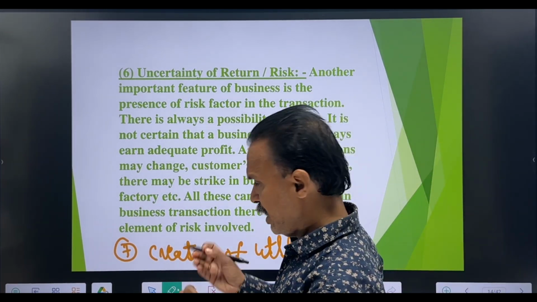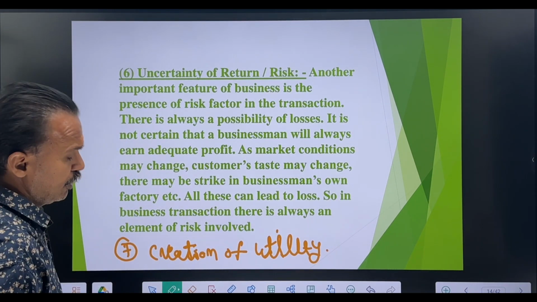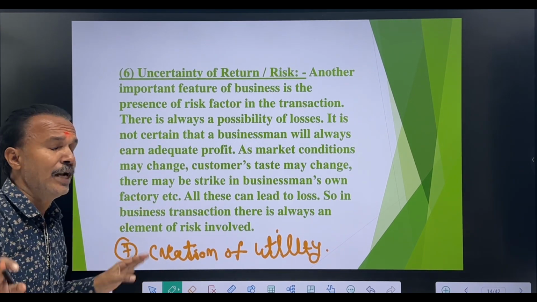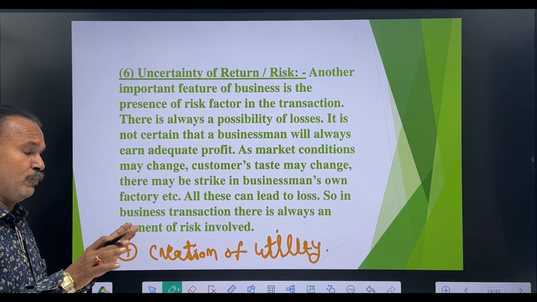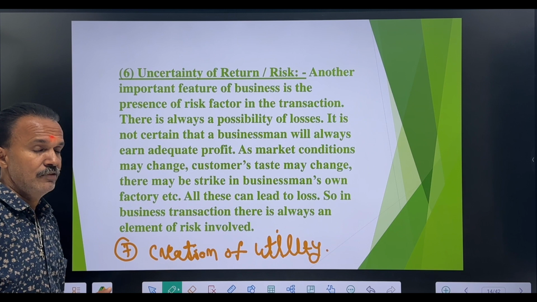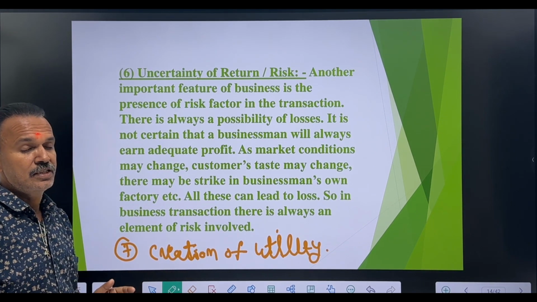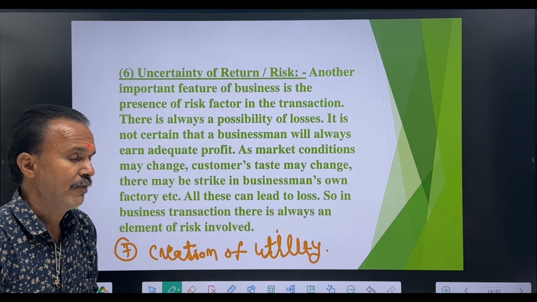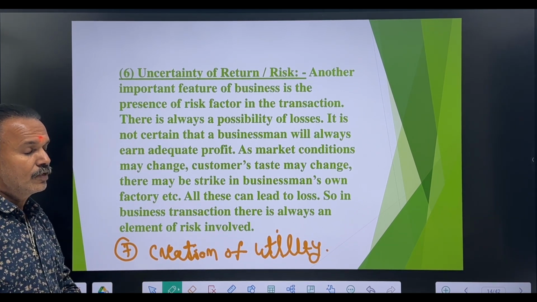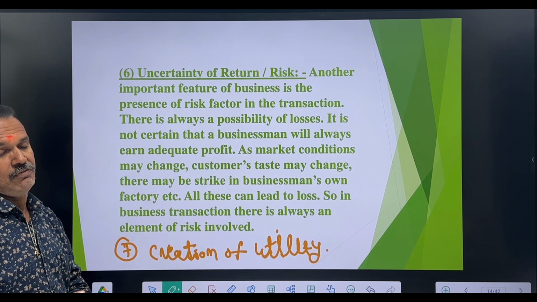Time utility. There is a time gap between the production and consumption of the goods. Goods is not consumed at the same time when it is produced. And warehousing facility of the business removes the time gap. Goods is stored in the warehouse up to the consumption.